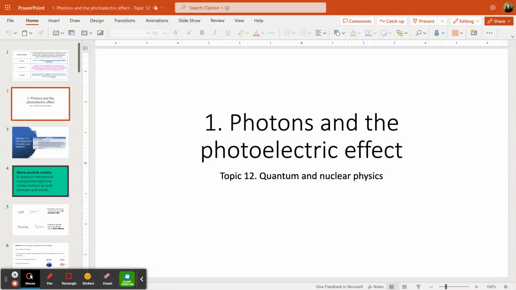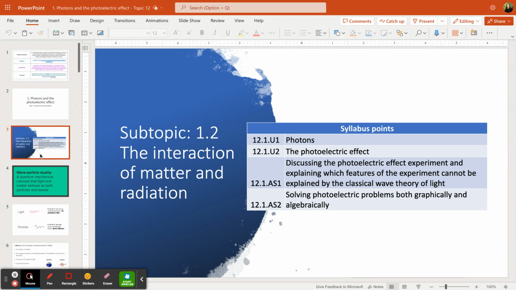So lesson one is called Photons and the Photoelectric Effect. Your syllabus points are there. You have to know what they are, and you have to be able to discuss an experiment that supports quantum physics and the concept of a photon, more on which later. Then you have to be able to look at this experiment in graph form and also mathematically.